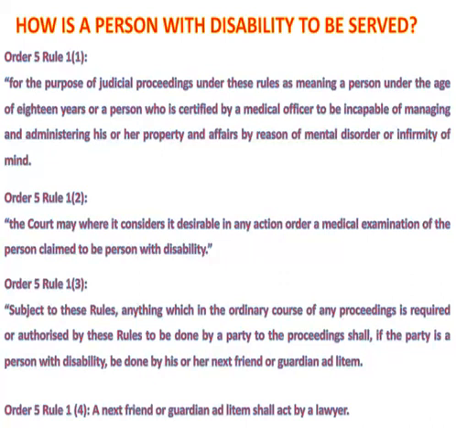Again, subject to these rules, anything which in the ordinary course of any proceedings is required or authorized by these rules to be done by a party to the proceedings shall, if the party is a person with disability, be done by his or her next friend or guardian ad litem. Then Order 5, Rule 1, Sub Rule 4 says that a next friend or guardian ad litem shall act by a lawyer. So we've been told under Order 5, Rule 1, who a person with disability is. We've been told that such people can only commence an action through their next friend or guardian ad litem, and the next friend or guardian ad litem must also act by a lawyer.